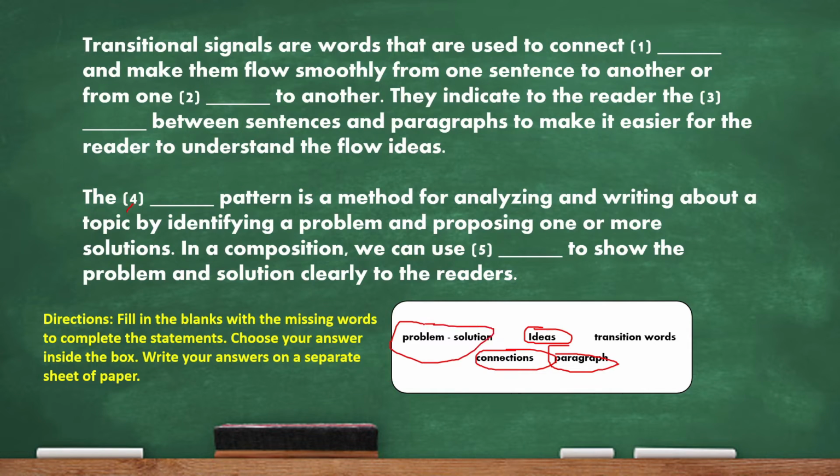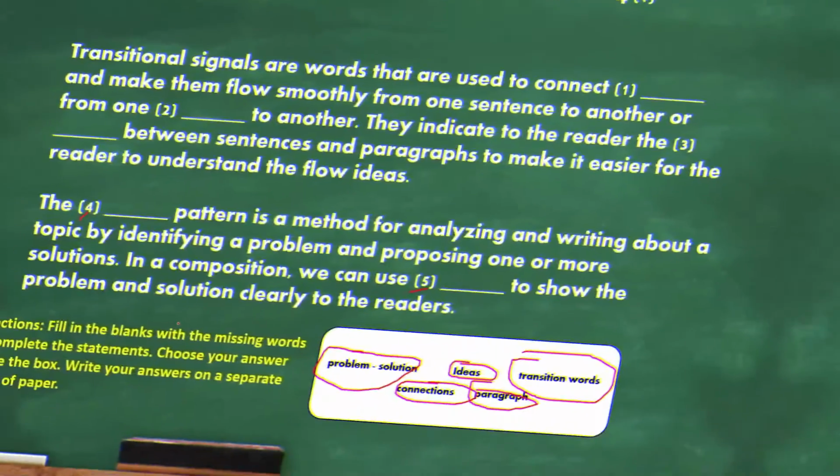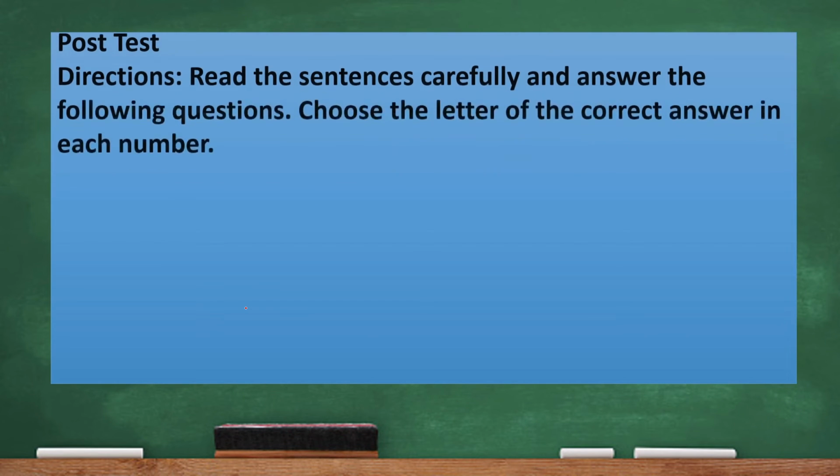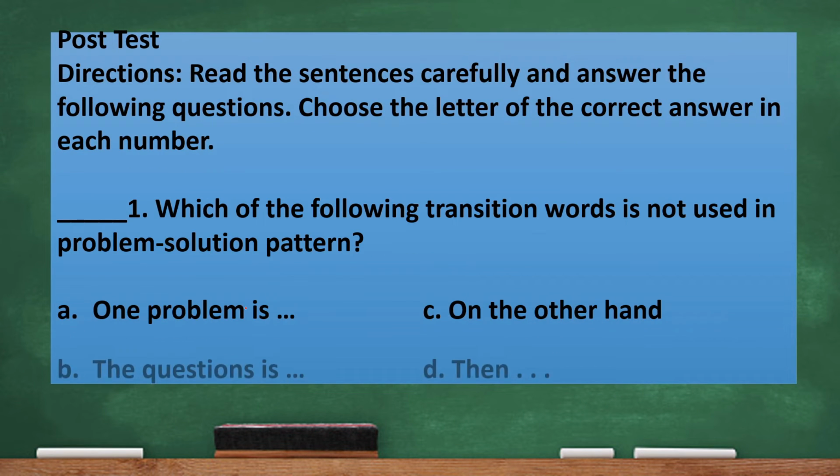Number 4, the blank pattern is a method for analyzing and writing about a topic by identifying a problem and proposing one or more solutions. Number 4, what's the answer? Correct. The answer is problem and solution. Okay, last item. We can use blank to show the problems and solution clearly to the reader. Of course, the answer is the last one. Transition words. I hope we got the same score. I hope we got 5 points.